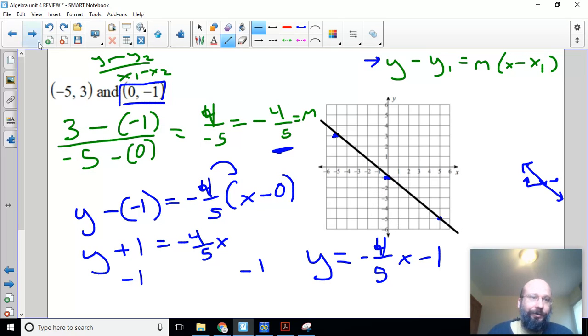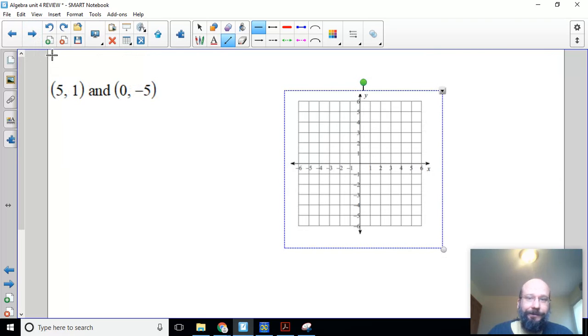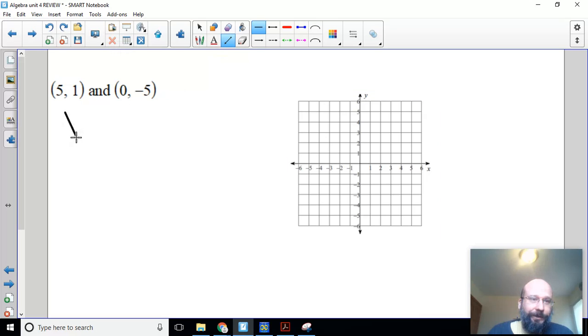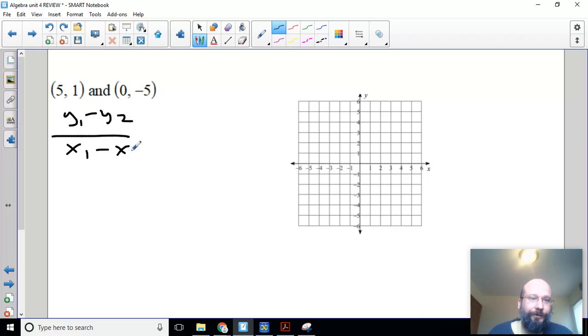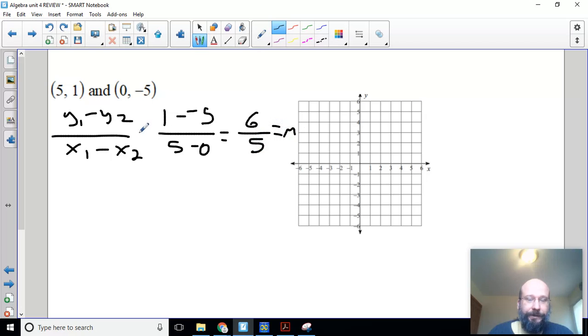All right, I think just for simplicity's sake, let's do one more. So the two formulas I'm going to do are finding the slope, y1 minus y2 over top of x1 minus x2, and then the point slope formula. I have to find the slope first because I have 2 points. Find the slope. 1 minus -5 over top of 5 minus 0. This is going to give me 6 over 5, and that's my m. This is the slope formula.